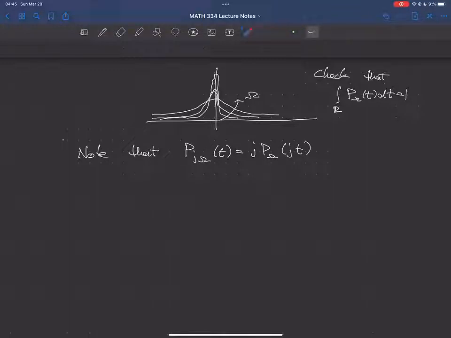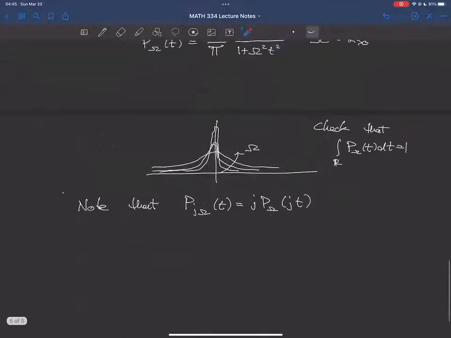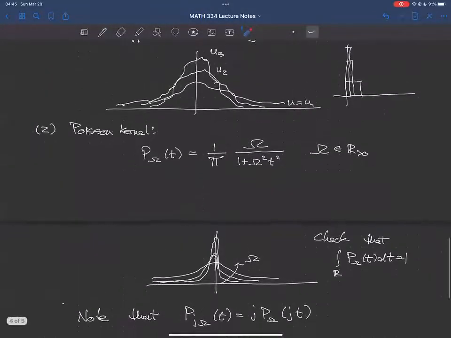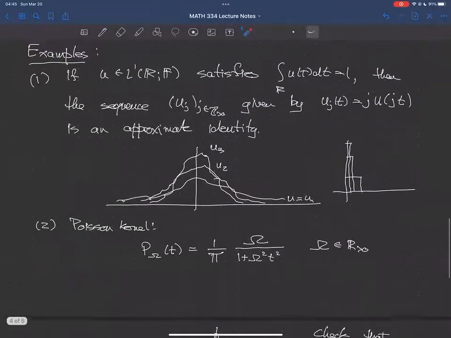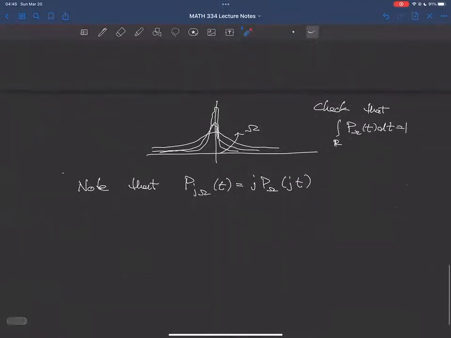Remember that this is exactly this relationship here. Given a p omega satisfying a condition like this, we know that the sequence defined like so will be an approximate identity. And this is true for every omega. For example, you could take omega equals 1 and define a sequence p j omega. Essentially what that serves to do is you replace omega with j.